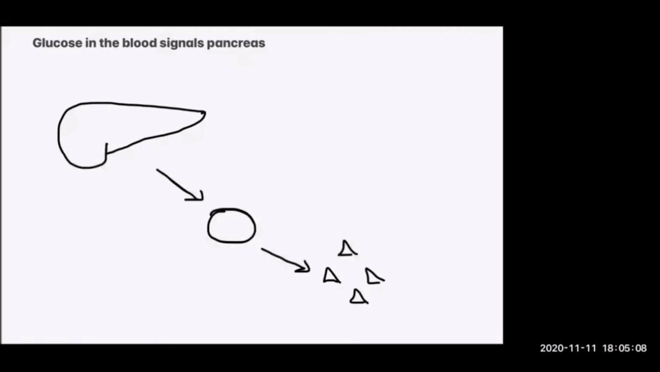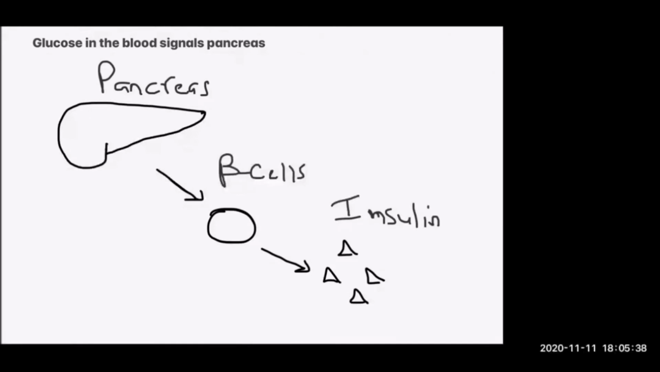When the process of digestion is happening and the glucose starts to enter the cell, your pancreas, which is this organ right here, this is your pancreas, is signaled to release insulin, which is a hormone that helps glucose get into the cell. So these cells right here are called beta cells, and they're the specific cells in the pancreas that produce this hormone, insulin, which we're representing with these triangles.